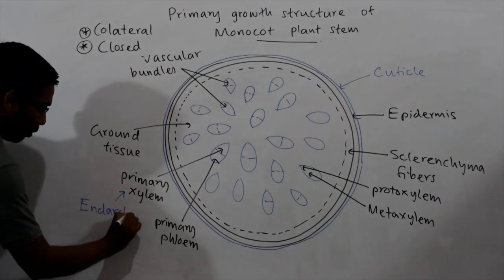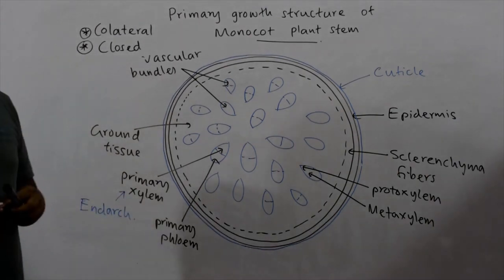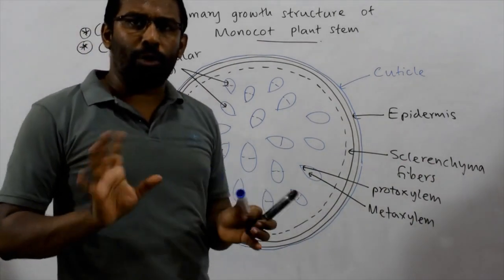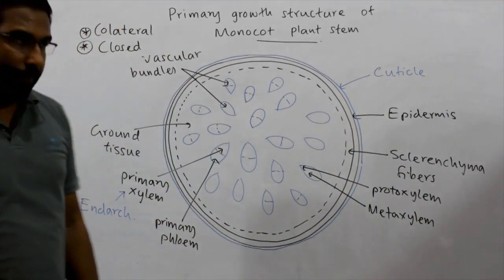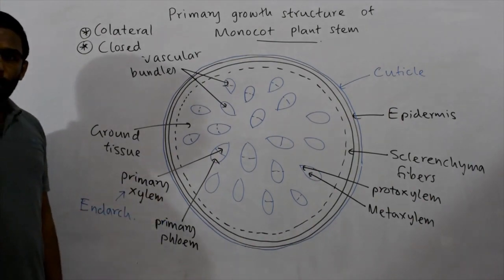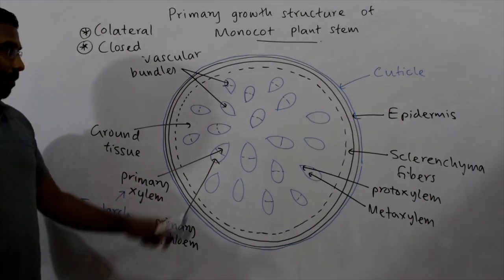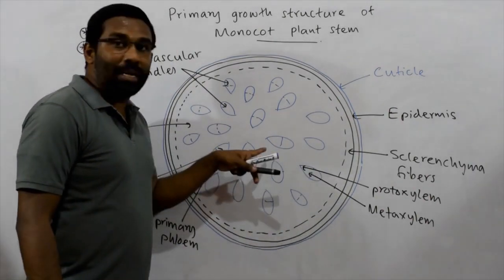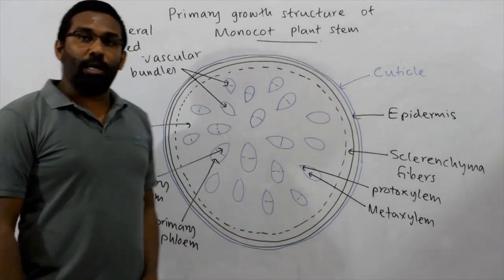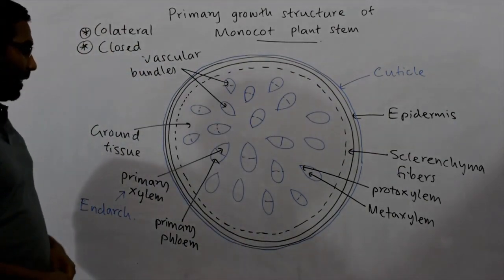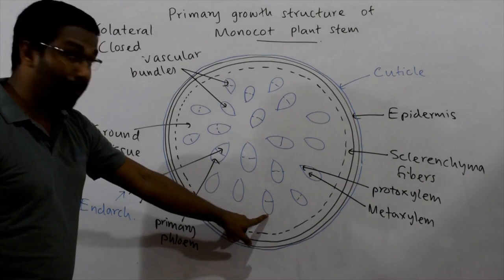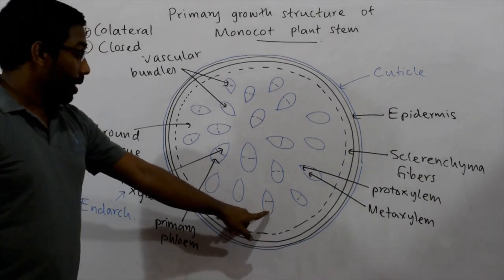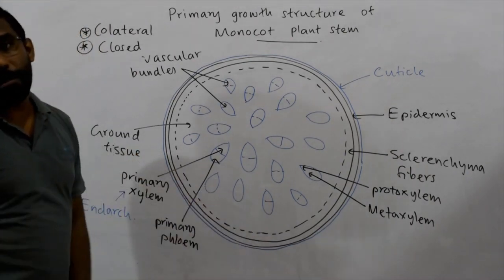Endarch. So now you can generally memorize: in roots, monocot or dicot roots possess exarch xylem. In stems, monocot or dicot stems possess endarch xylem, where protoxylem is arranged towards the medial side and metaxylem is arranged peripheral to protoxylem. Phloem is also like that. Protophloem is arranged towards the periphery, as in dicot stem. Metaphloem is arranged towards the medial side.